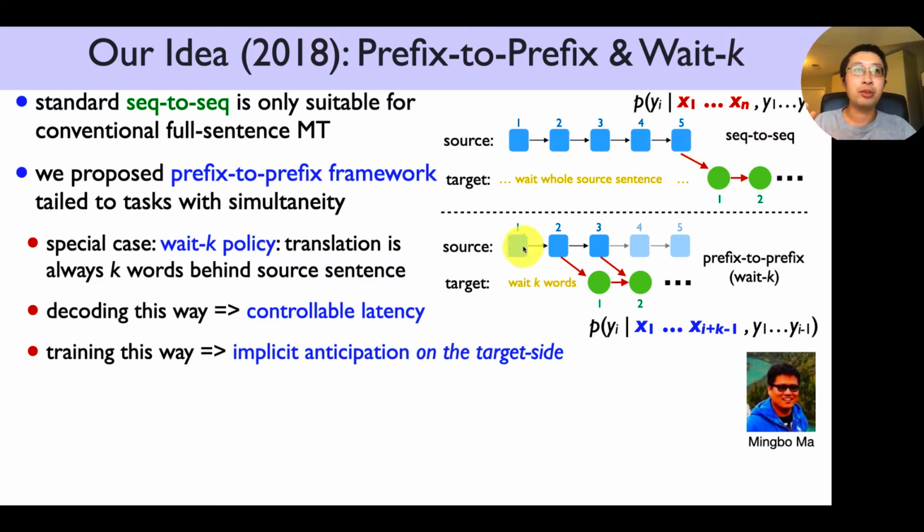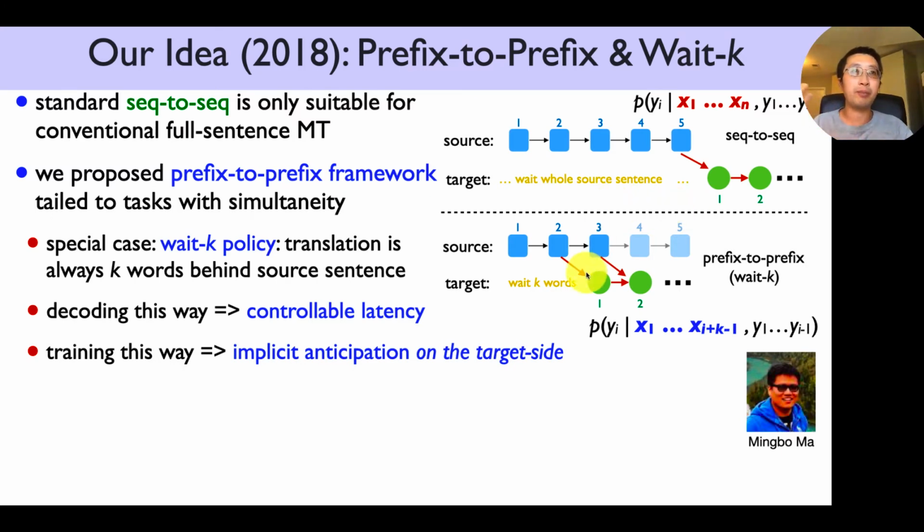For simultaneous translation, you don't want to wait until the end of the sentence, right? You want to wait for two words and then start generating the first target word, and then wait for the third word and generate the second, and so on and so forth. You want your target to be only k words behind the source. Here, k is 2 in this case. So in other words, your y_i should be conditioned not on the whole sentence, x_1 to x_n, but on the prefix of the sentence, x_1 to x_{i+k-1}, and the prefix on the y side, which is the same as sequence-to-sequence. So the difference really is on the source side. I don't use the whole sentence, I only use the prefix. So that's why it's called prefix-to-prefix.